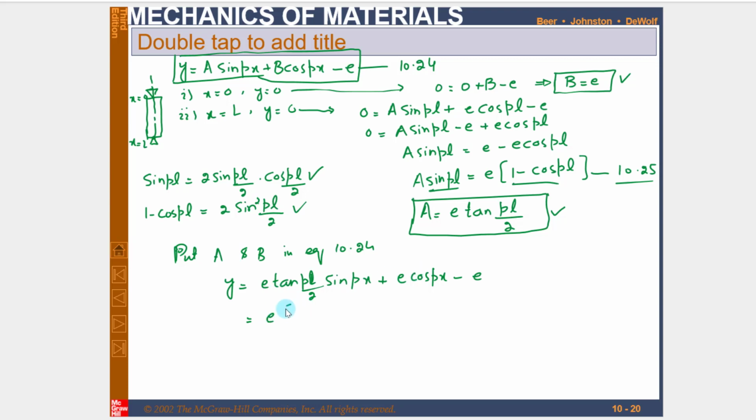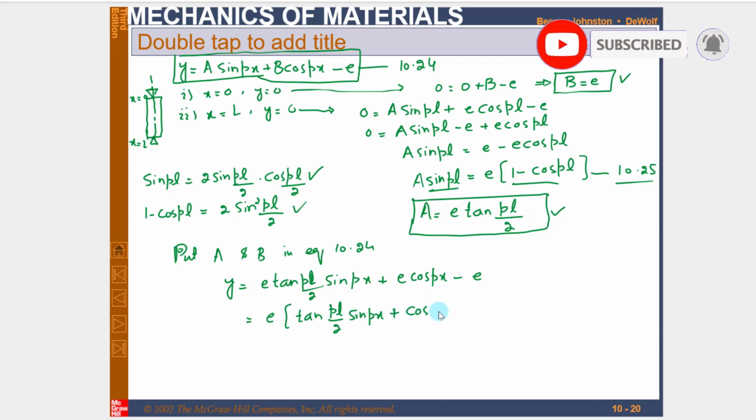So if you take the common, it will be equal to e times [tangent of pL over 2 sine of pX plus cos of pX minus 1]. Let this equation be 10.26. Clear? Now you can obtain the maximum deflection.